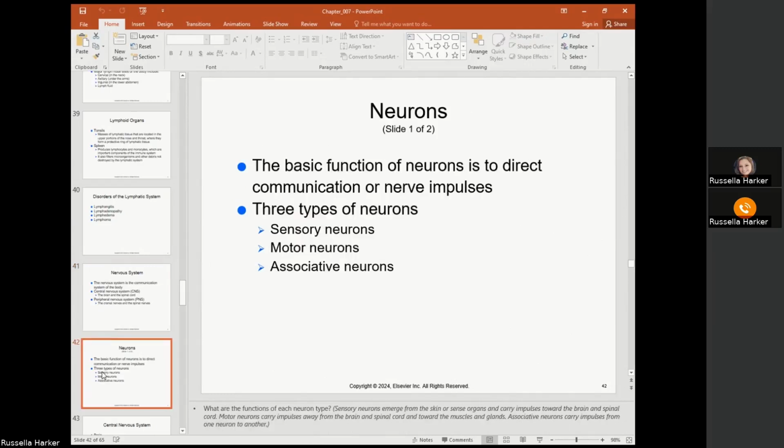The basic function of a neuron is to direct communication or nerve impulses. The three types of neurons are sensory, motor, and associative neurons.